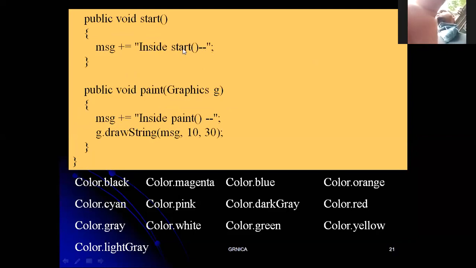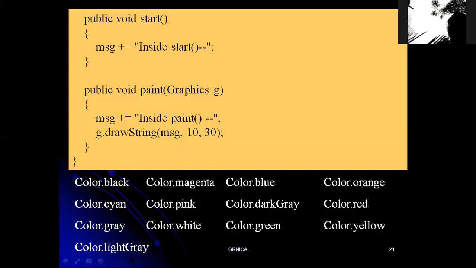Now message is again reused in the paint method. In public void paint, with a Graphics object, we are printing it. Message plus "inside paint". So we are just concatenating each function's string: message inside init, inside start, and inside paint. This is going to print. We call the drawString method via the Graphics object. This message contains all three strings: init, start, and paint, and it is displayed at the 10, 30 x and y coordinates.